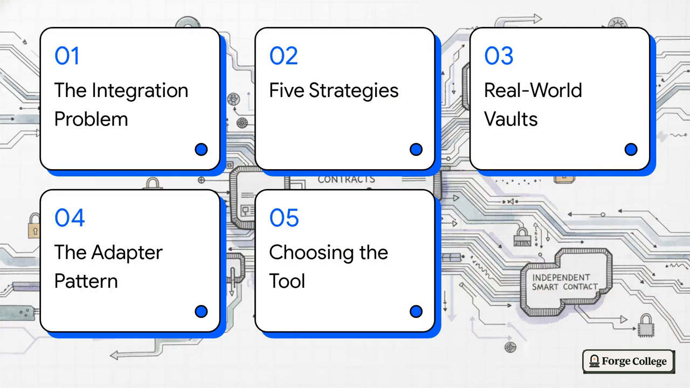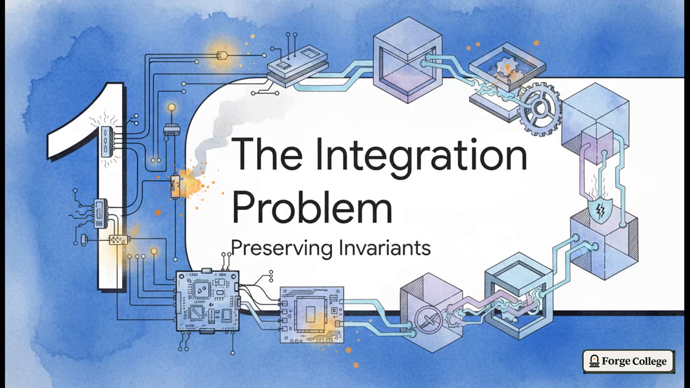Here is our schematic for today. First, we'll look at the integration problem. Second, we'll cover 5 interoperability strategies. Third, we'll ground this with real-world vaults. Fourth, we'll deep dive into the adapter pattern. And finally, choosing the right tool. All right, let's jump into section 1, the integration problem.